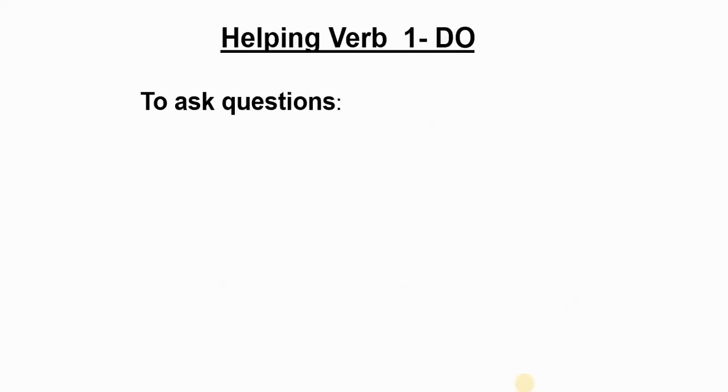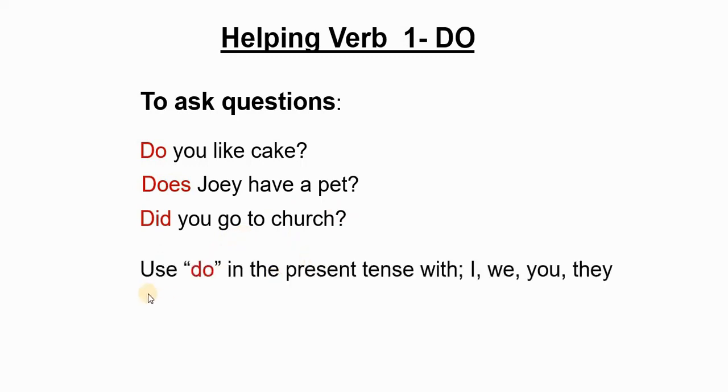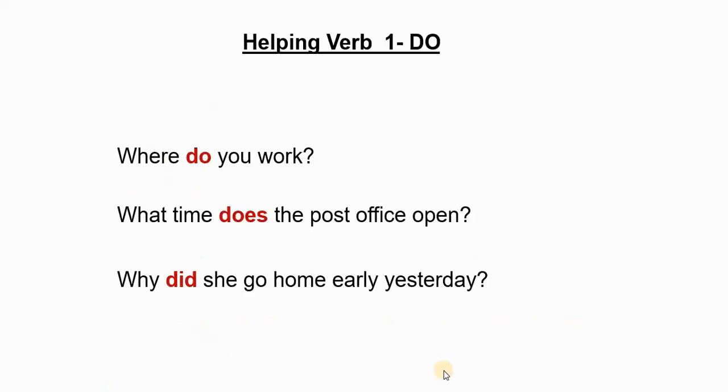We use the helping verb do to ask questions. Examples: Do you like cake? Does Joey have a pet? Did you go to church? We use do in the present tense with I, we, you, and they. Use does in the present tense with she, he, and it. Use did with all forms in the past.